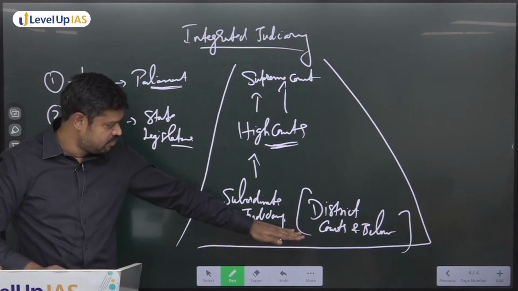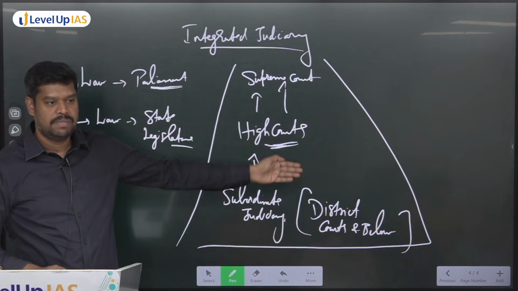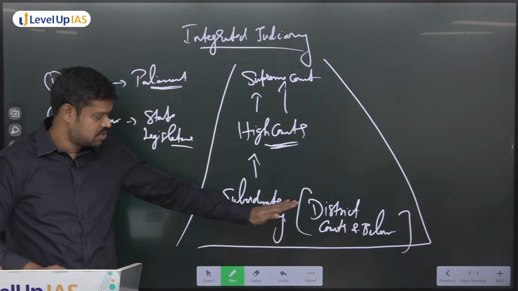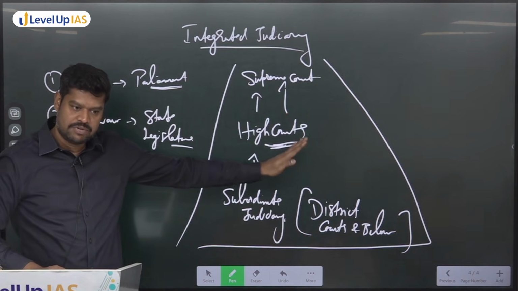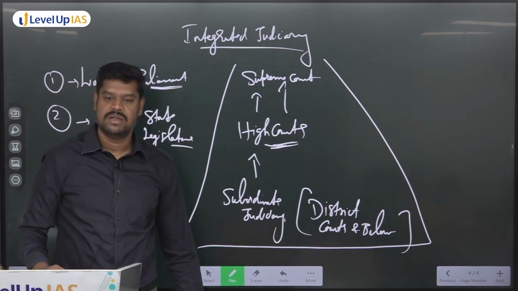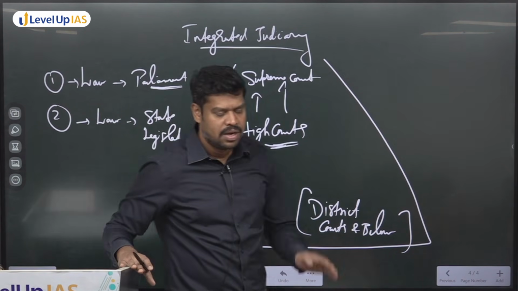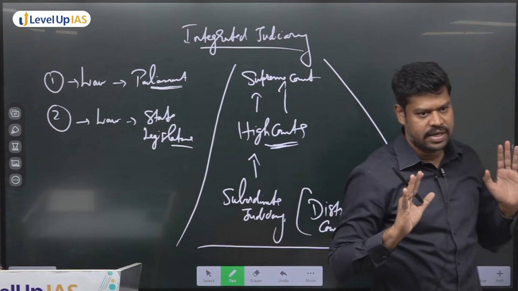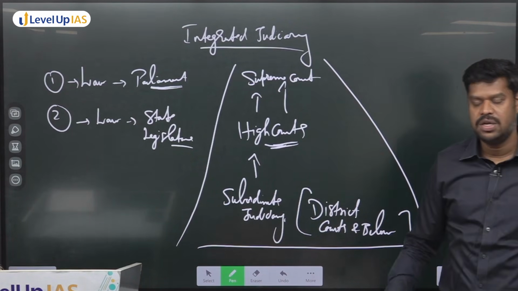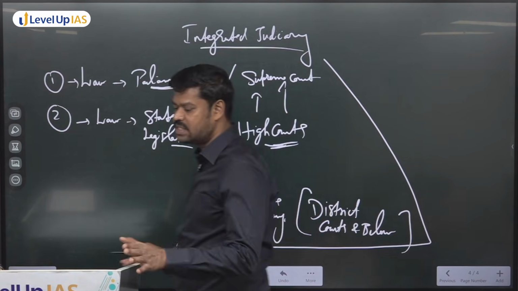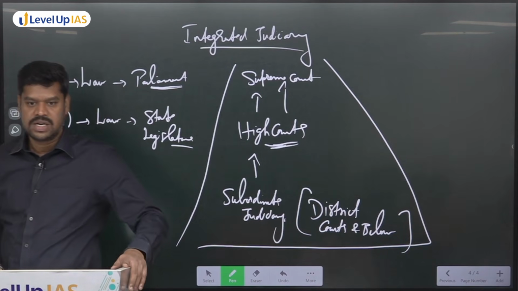And if they are not happy with the judgment given by the subordinate judiciary, be it a law made by the parliament or state legislature, then the subsequent appeal will be made in the High Court. And if they are not happy with the judgment, then a subsequent appeal can be made in the Supreme Court of India. This is a general rule subject to certain exceptions. So this is basically what is called an integrated system of judiciary, which means there is only one single hierarchy of judiciary. Is that clear?